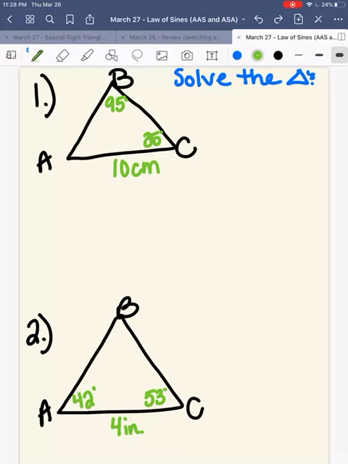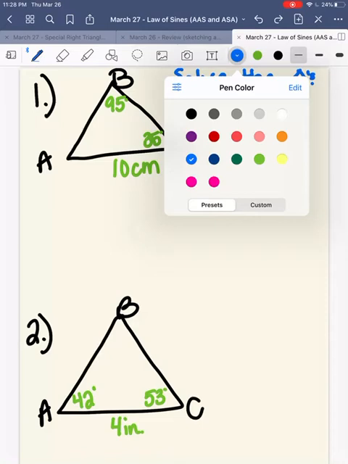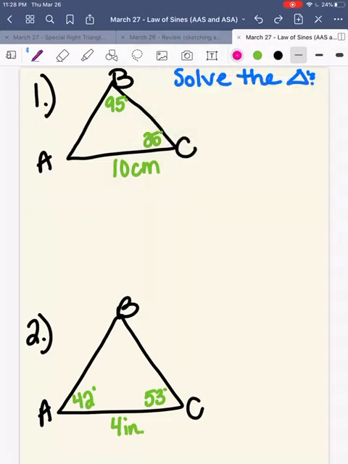All right? Okay, so the first thing is, let's look at these directions. It says solve the triangle. So solve the triangle, like that's weird. Like we're used to solving equations and stuff. So let me first state that solve the triangle means find all the missing sides and angles.